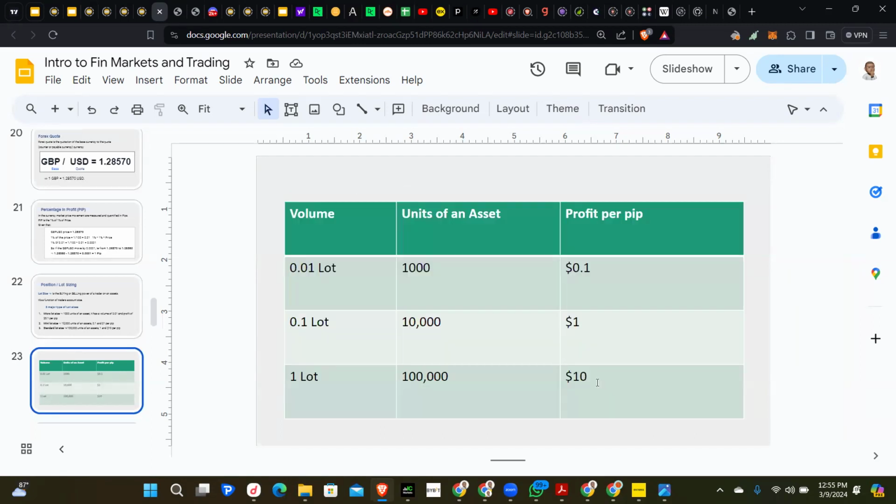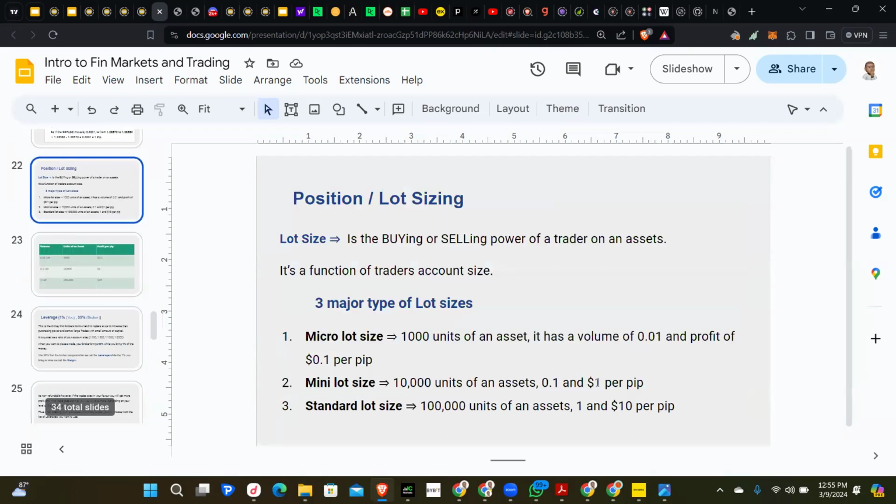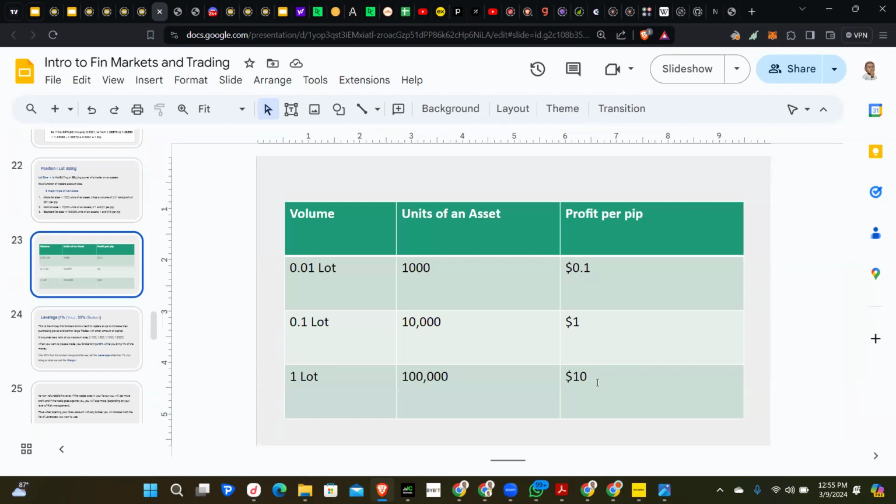So these are the various lot sizes, but the one you have to use is based on your power. For the micro lot size, it ranges from 0.01 to 0.09. Then for the mini lot size, it ranges from 0.1 to 0.9. Then for the standard lots, anything from 1 to infinity; if you like, be trading 100 lots, you are still under standard lots. So the lot size or the volume to use is a function of your account size. And also, these are the profits you make per pip when the market is going in your favor, and the loss per pip when the market is going against you.